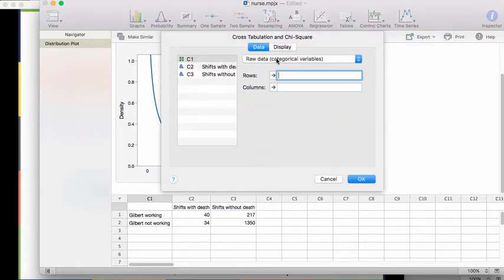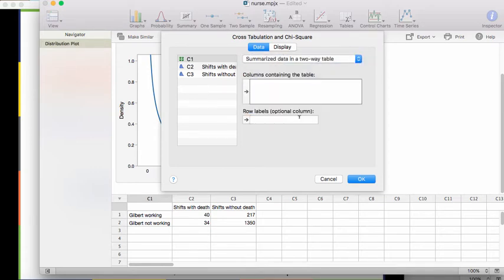First of all, is the raw data in categorical variables? No. Our data is summarized as a two-way table, so we're going to switch this. Our second option is summarize data in a two-way table. We got that. It's going to ask us what columns are contained in the table. That would be our C2 and C3. Our row labels is in C1, so we're going to move that here.